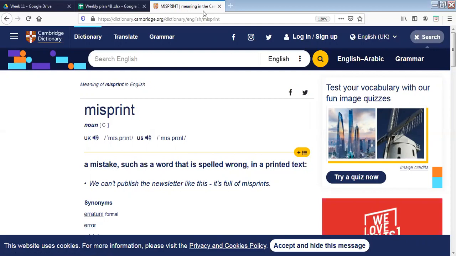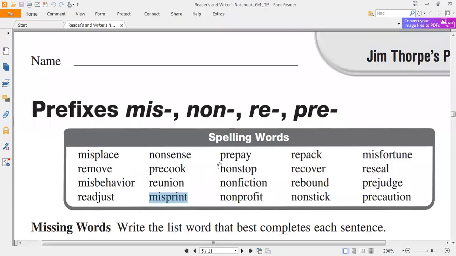The next word is, yeah, this is the last one in the second column. So let's repeat the second column again. We've got the words nonsense, pre-cook, reunion, misprint. Those are the four words in the second column. Let's check the prefixes in each one. The prefix in this one is none. That's right. The prefix in the second one is pre. That's right. The third one we have re. That's right. And the fourth one in the second column, we have got mis, M-I-S. So this is the second column.